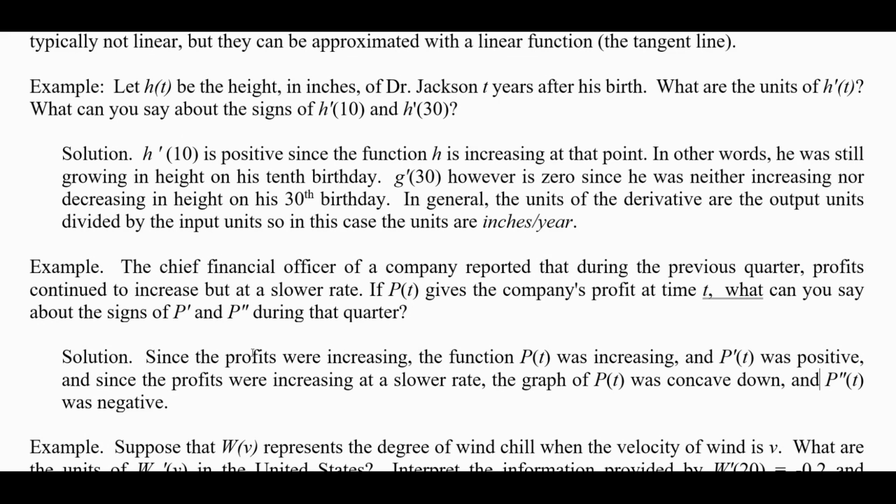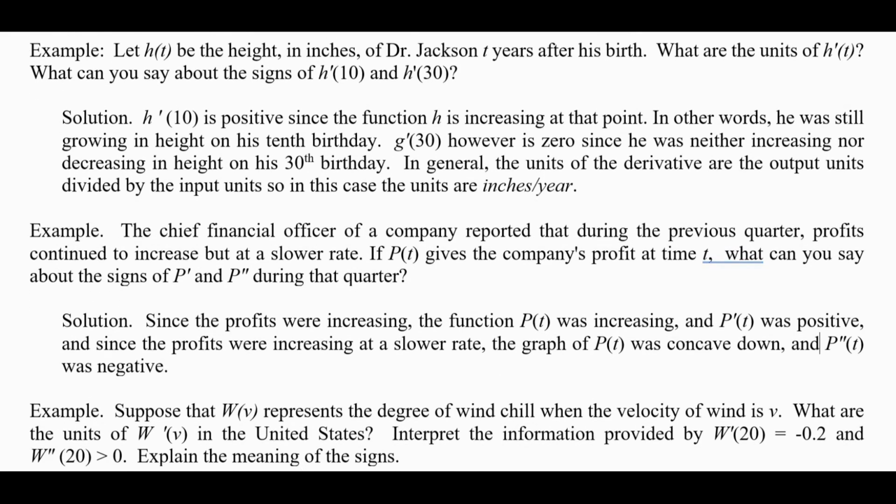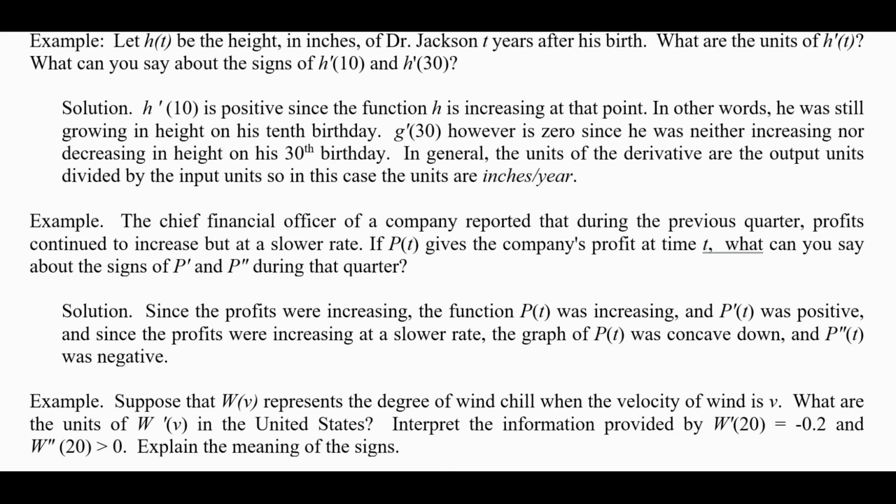All right, let's try another example. Suppose that W of V represents the degree of wind chill when the velocity of the wind is V. What are the units of W prime of V in the United States? And interpret the information provided by W prime of 20 equals negative 0.2 and W double prime of 20 is greater than 0, and explain the meaning of the signs.